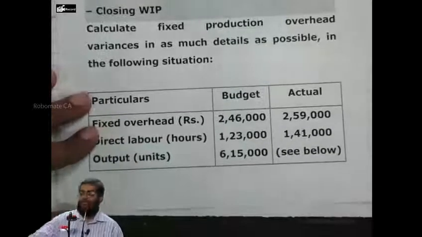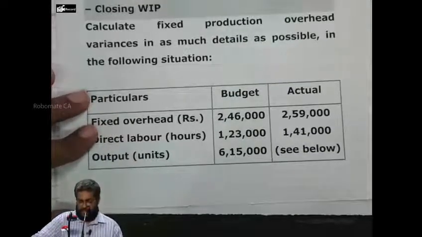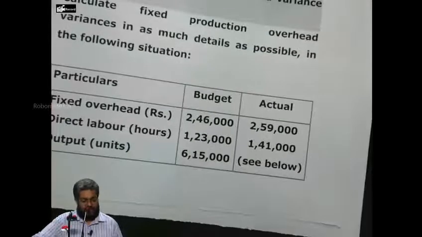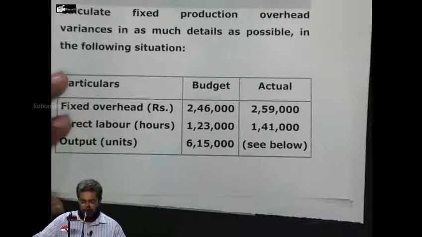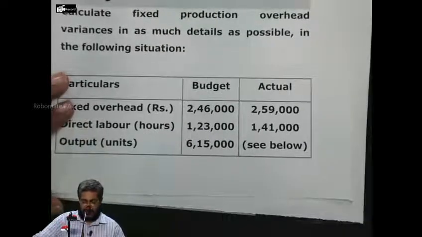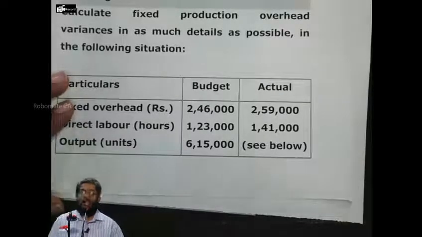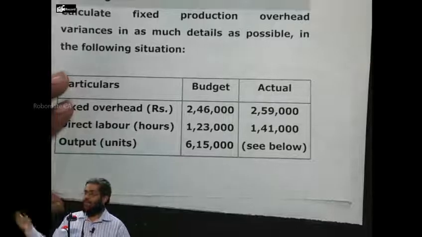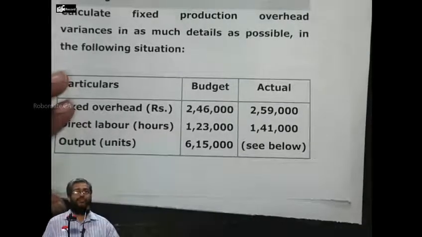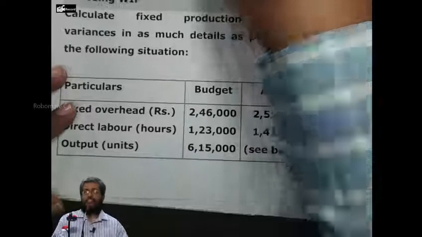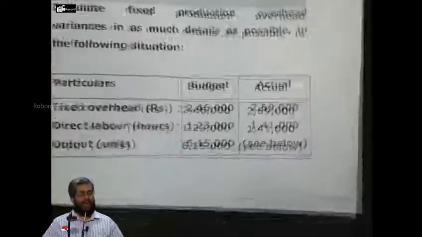SR per hour is equal to BFO by BH, which is equal to 2,46,000 divided by 1,23,000. 2,46,000 divided by 1,23,000 is equal to 2 per hour. Please note, 2 per hour.